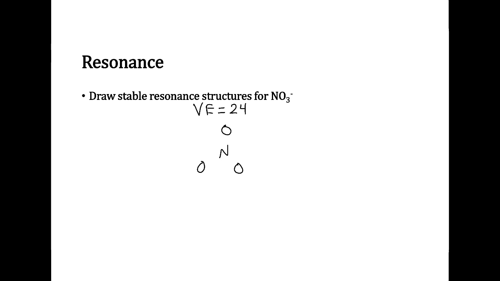As we draw our skeleton, we have something that looks like this. Now we'll add our single bonds. 2, 4, 6 valence electrons have been used up, so we have 18 remaining. And then we have 3 terminal oxygen atoms, each of which can take on 6 valence electrons. So now our skeleton is complete. As we look at this structure, all of the oxygens obey the octet rule.